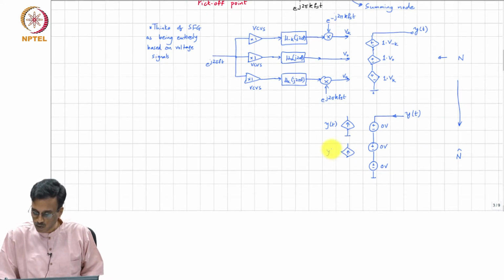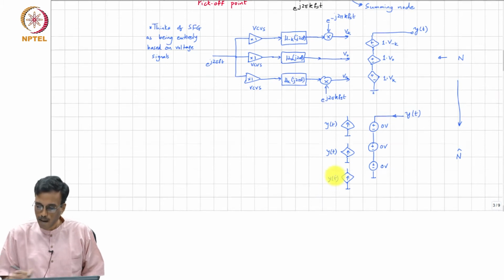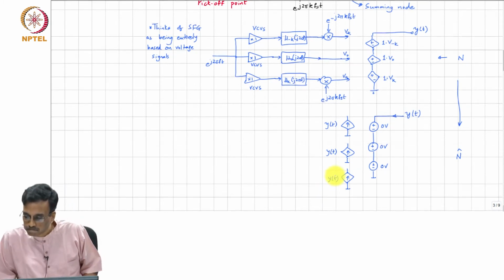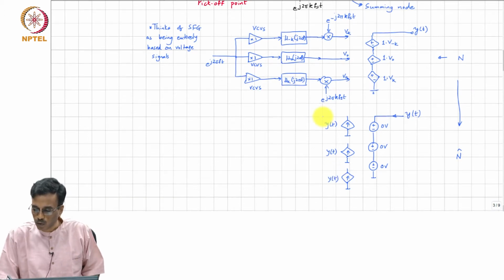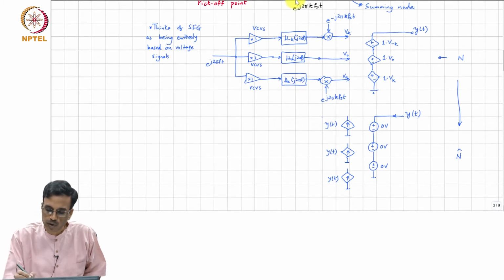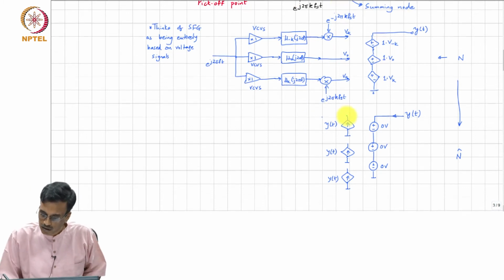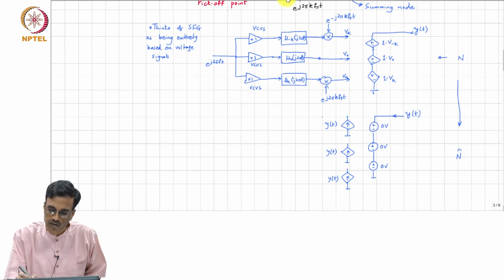This must also be y of t. And this must also be y of t, all right. And what happens to the gain? Well, hold on, before we do that, let us go further.